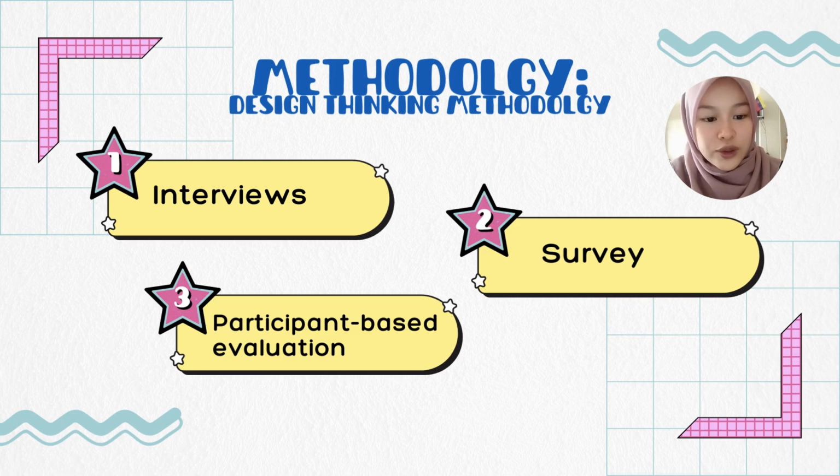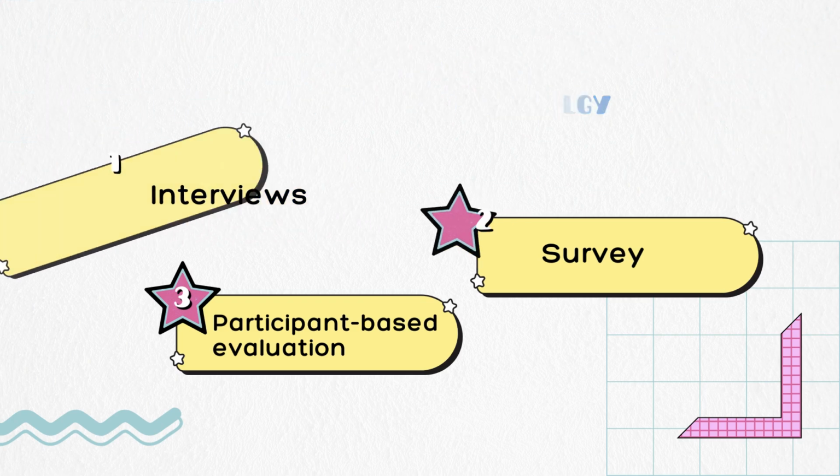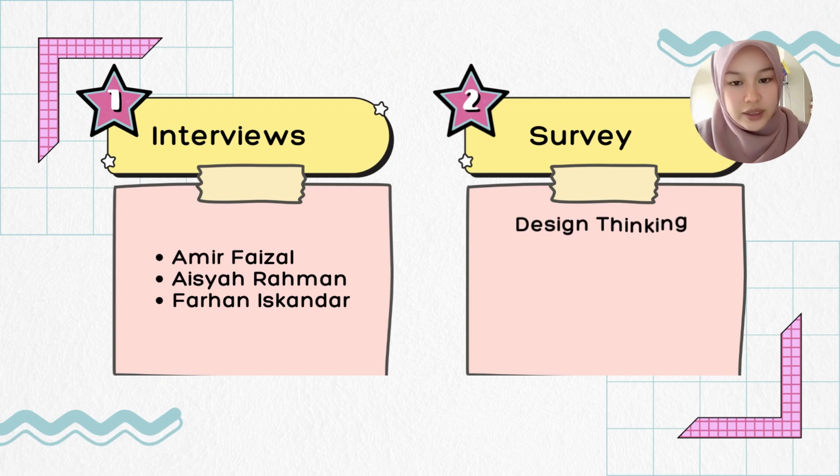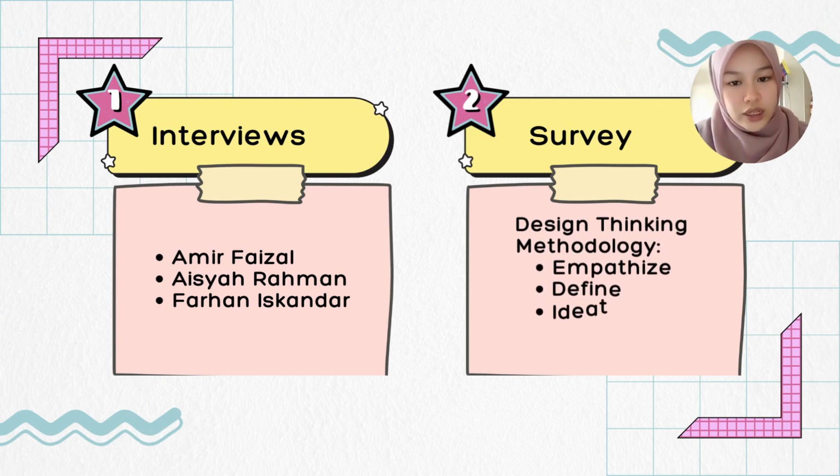The methods that are used in getting the user requirements include interviews and survey. Meanwhile, the method used to gain user feedback is participant-based evaluation. Our group has conducted 3 interview sessions targeting locals and tourists, including Amir Faisal, Aisha Rahman, and also Farhan Iskandar. These interview sessions have given us important information that will help us decide which features and functionalities are to be included on the website.